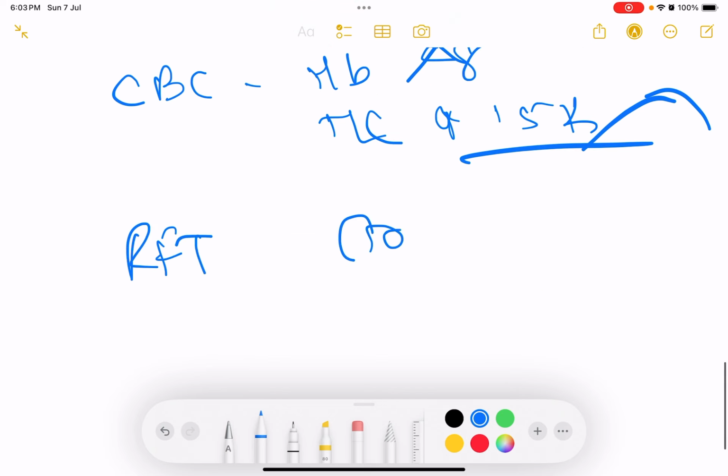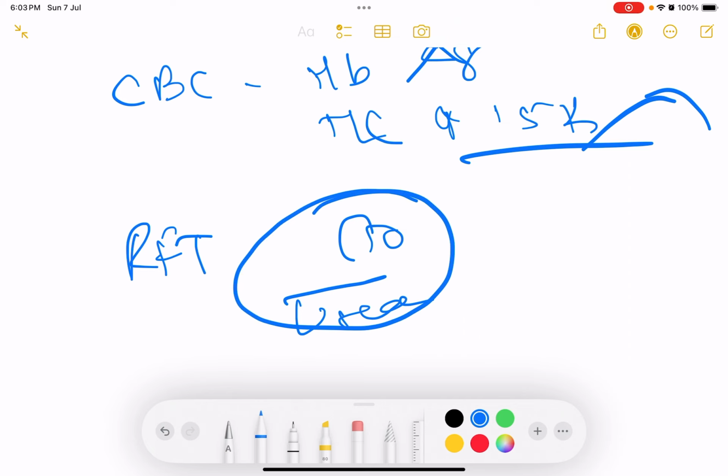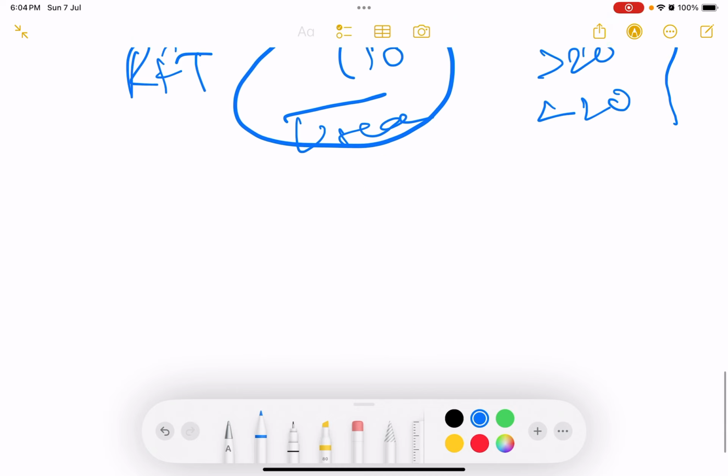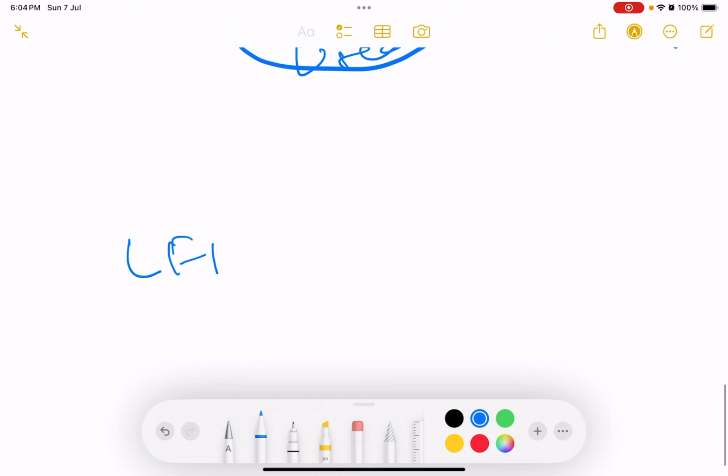RFT, find out what's your creat, what's your urea. Is it high, is it low? Do a urea by creat, serum urea by creat. Find out if it's greater than 20, less than 20, where the block is. All of this is hardcore medicine. Watch the medicine video to understand what the greater than 20, less than 20 means, or a first aid. Just open the first aid and check it out.